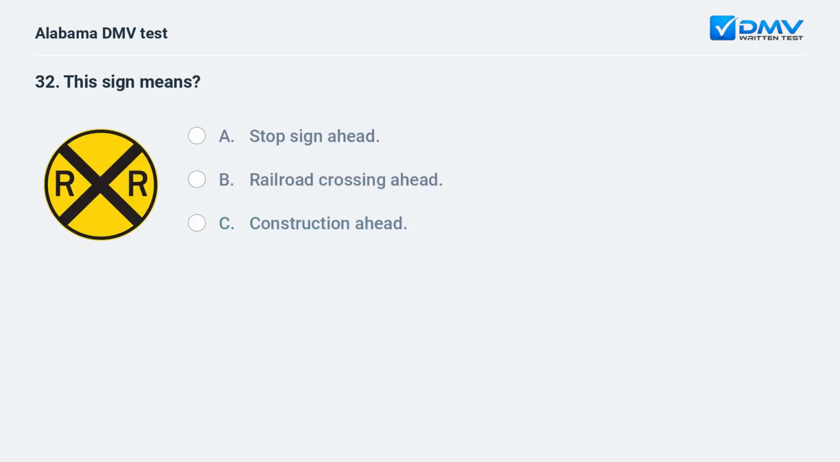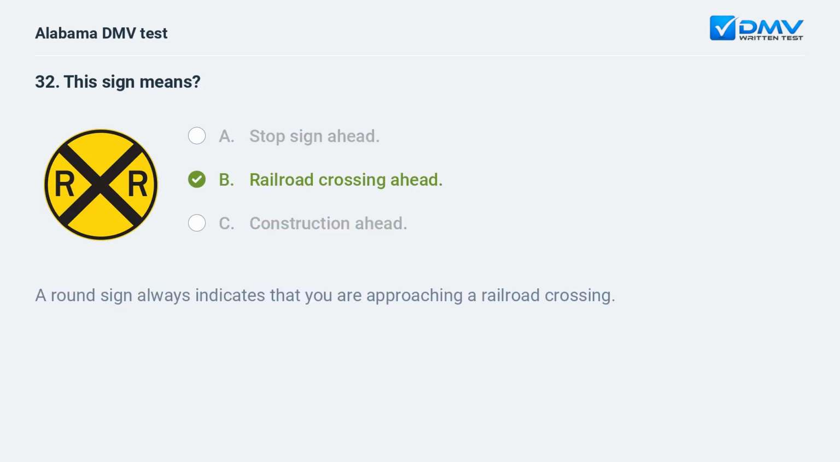This sign means A. Stop sign ahead. B. Railroad crossing ahead. C. Construction ahead. B. Railroad crossing ahead. A round sign always indicates that you are approaching a railroad crossing.